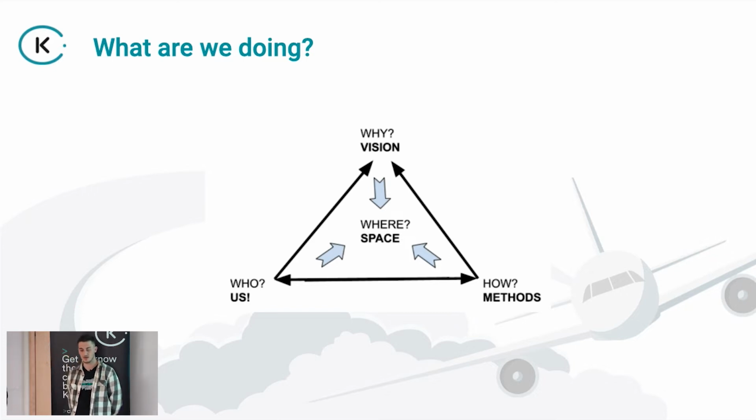The third question is how, or which method do we need for our work and job? And the answer is that we are using the GROW method, in which we know our goals, our reality, options, and what we will do next.